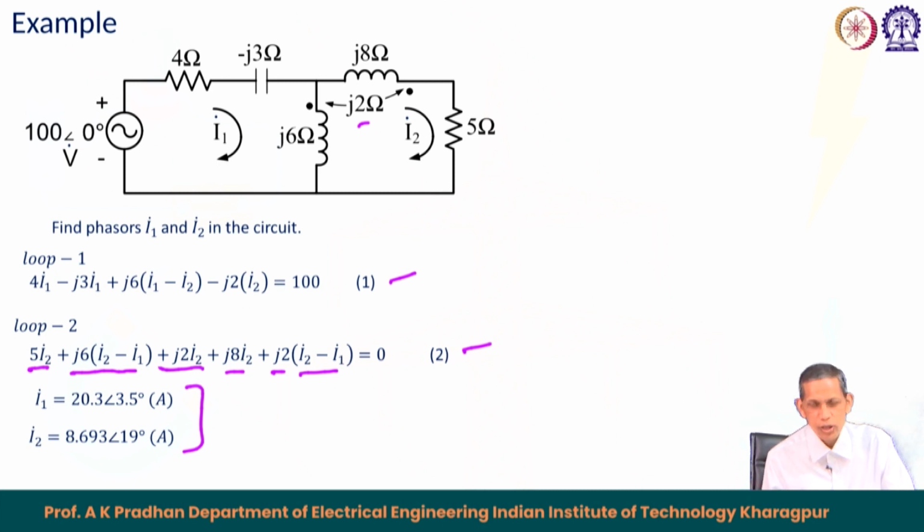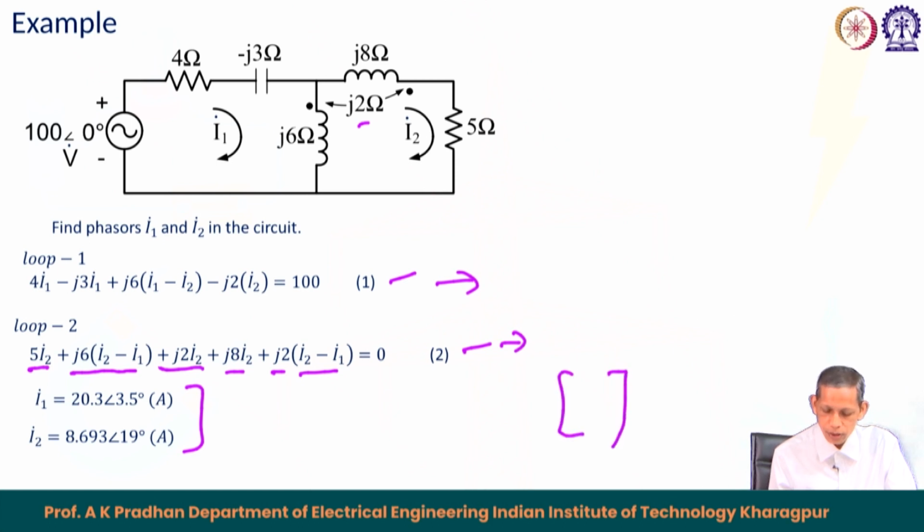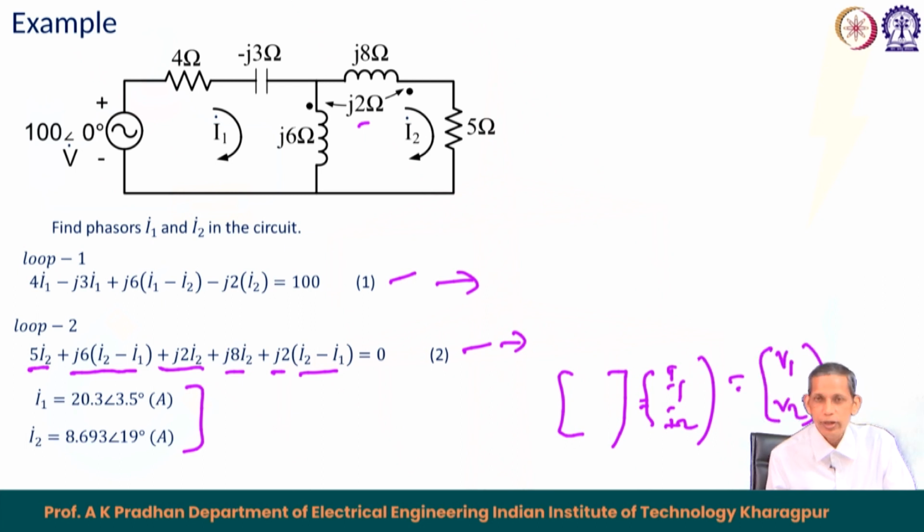The solution for this we can get after simplification of the two equations, and you can write it in matrix form, the corresponding matrix multiplied by I 1, I 2, equals B 1, B 2, which in this case will be 100 and 0.